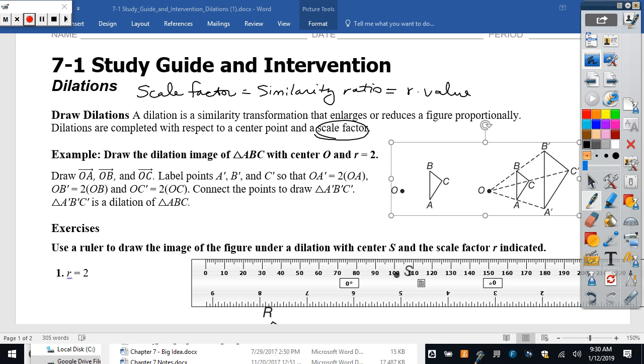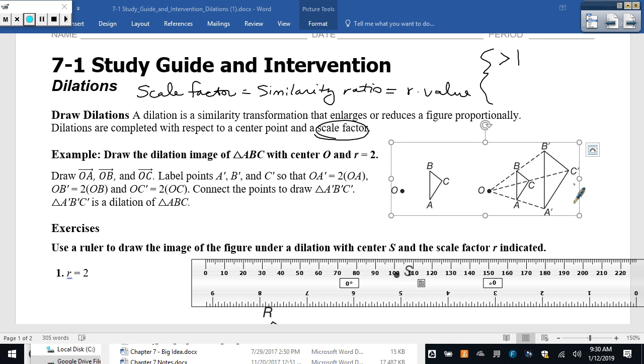Now, if the scale factor, similarity ratio, or R value is a number greater than 1, what does that mean? You can write this off to the side there. It means the image is increasing in size. It's gotten larger. So if the R value is 2, how much bigger has it gotten? It's twice the size.